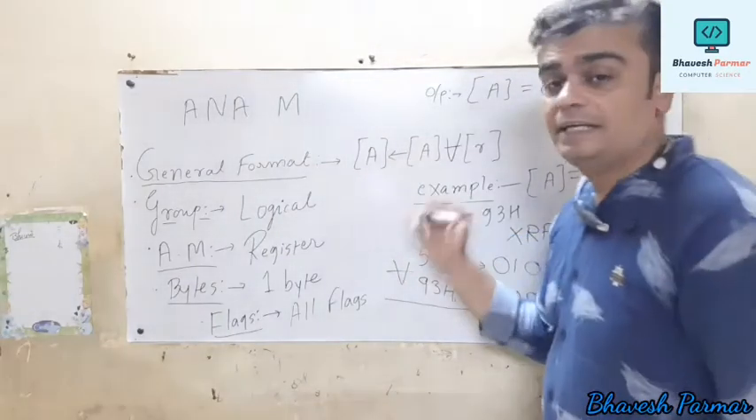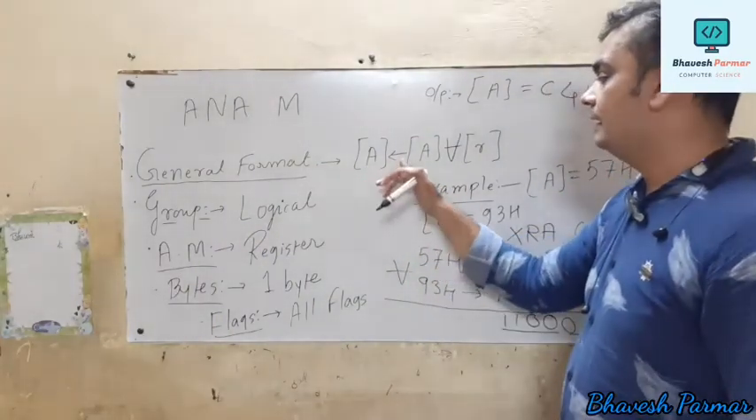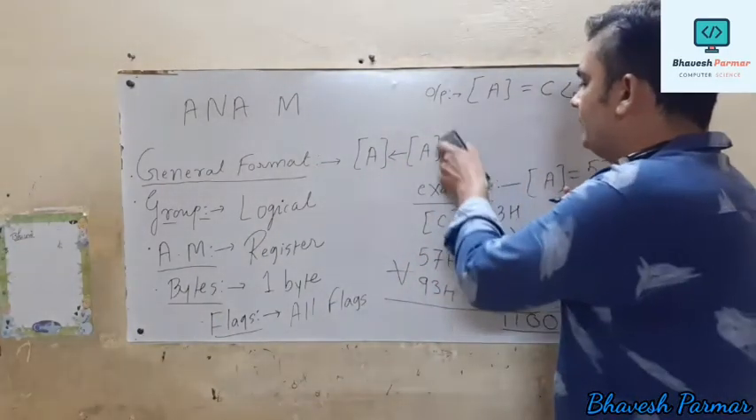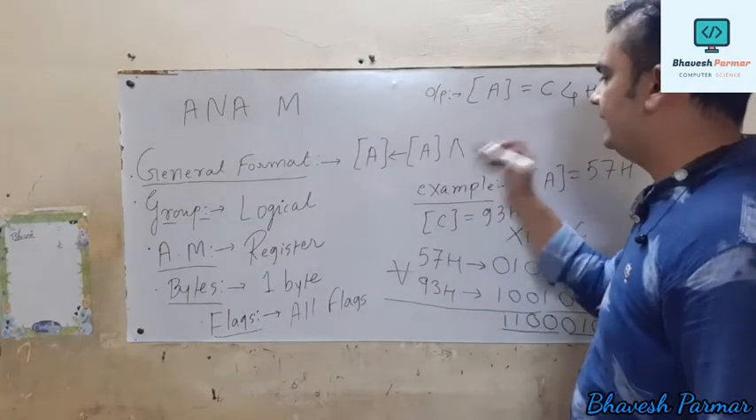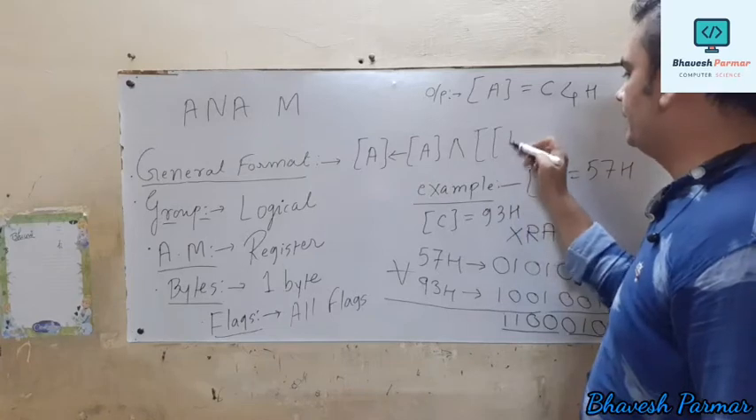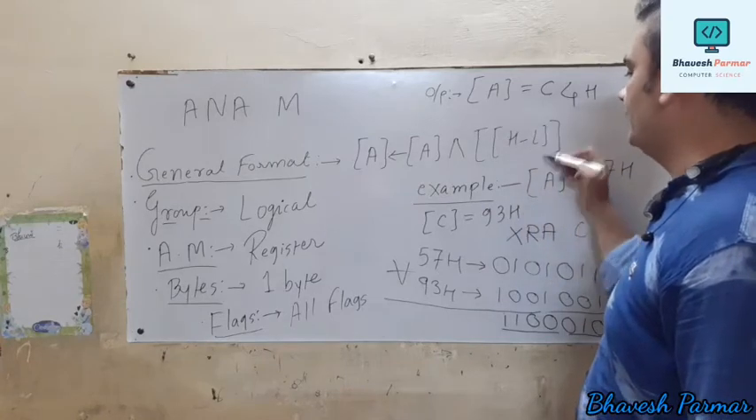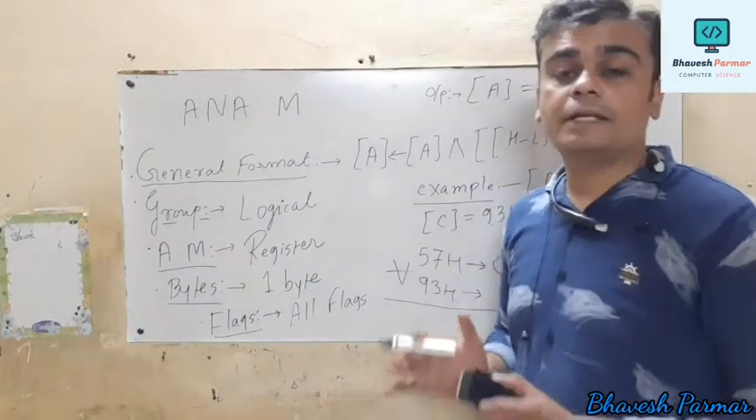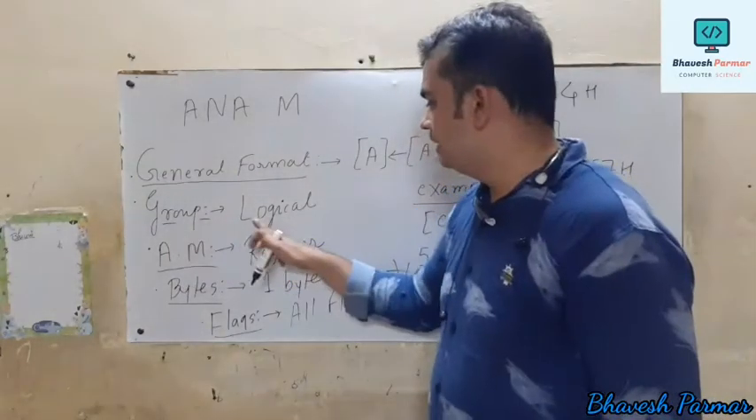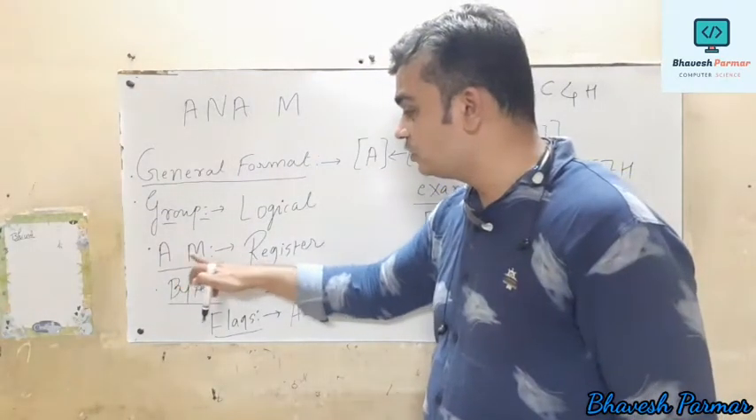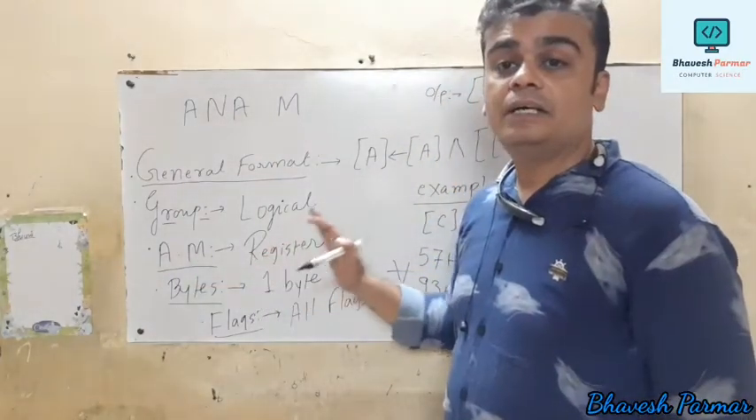So there may be a little bit of change. Content of A, arrow, content of A. Then I am just writing this. Here I am representing the logical AND symbol, and in front of that I write content of HL, or we can also represent it by memory. Now the group will be logical group instruction, but in case of addressing mode, there will be a change.